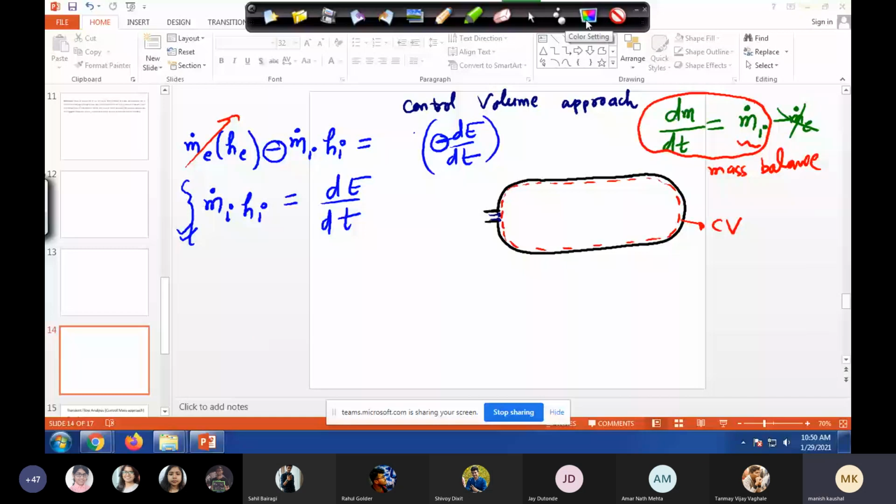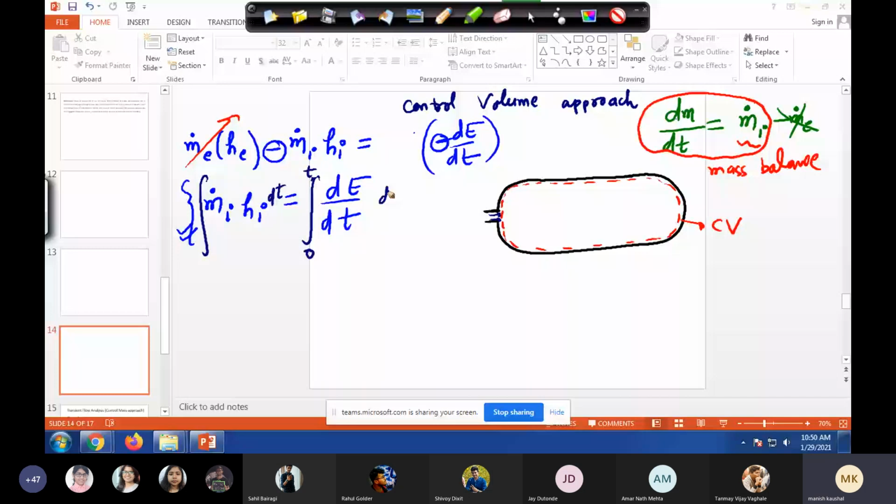Now what you do, you simply do one thing: integrate both sides in this equation. We'll integrate from 0 to T final. Let's say T final is simply T, 0 to T. So here also a dt will come, here also a dt will come, 0 to T.